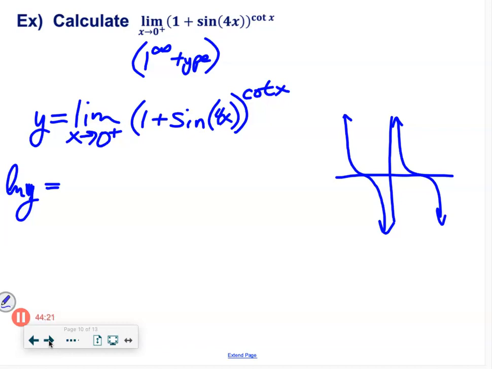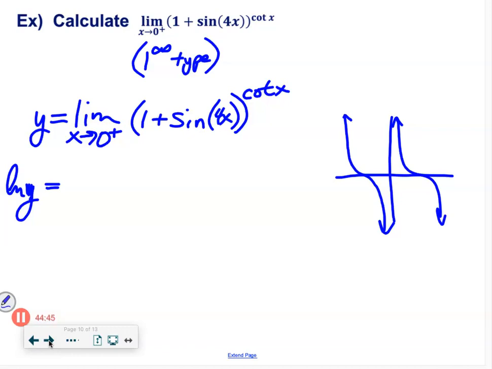So the cotangent of the limit of 1 plus sine 4x is the same as the limit of the cotangent of the ln of 1 plus sine 4x. So we're using that composition theorem in reverse. Can you just accept it? Sure. Okay. Do you want me to prove it?